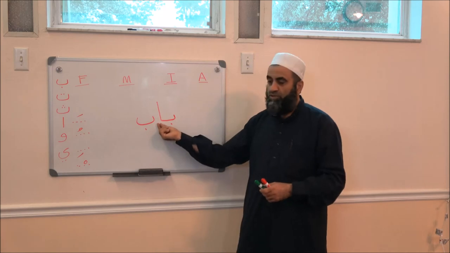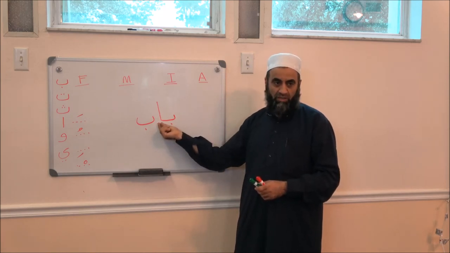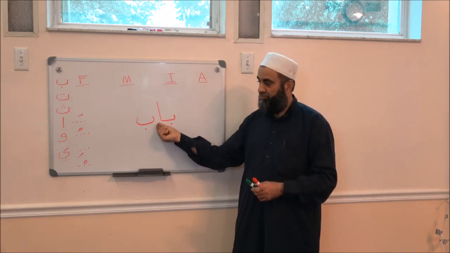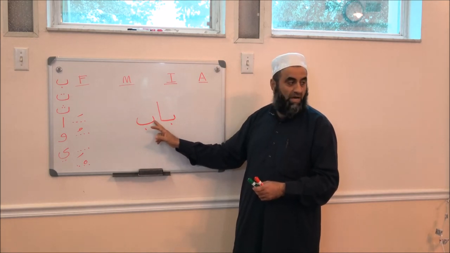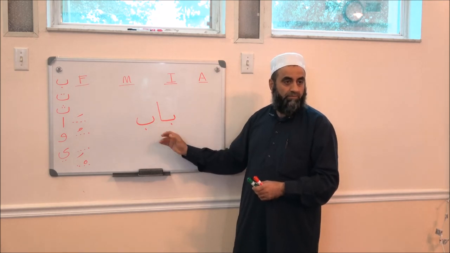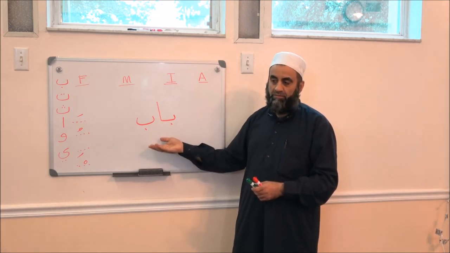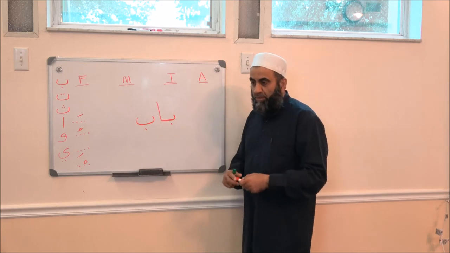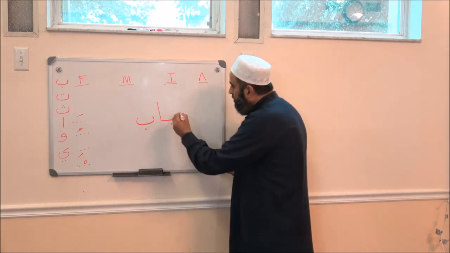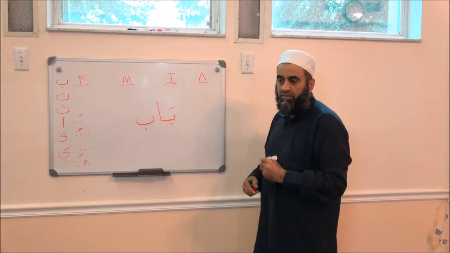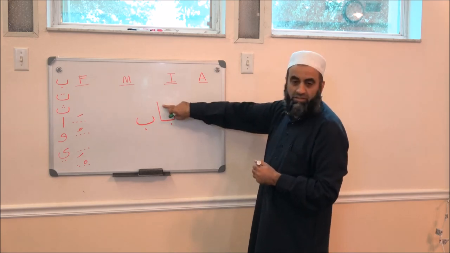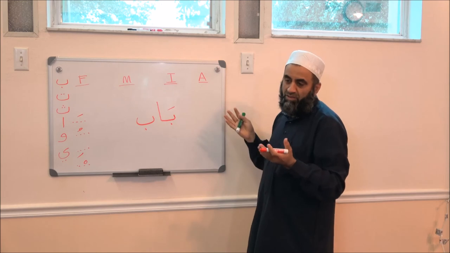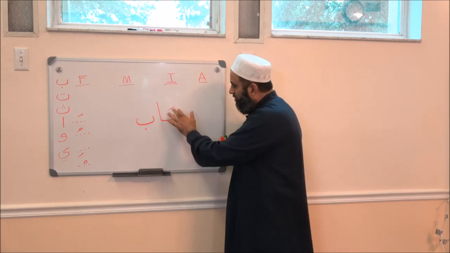Notice that the A in its middle position, we said it's what? A non-connecting from the left. That's why I had to re-initiate and write the Ba in its standalone form. Bab. Okay? Some people ask me at this stage, why didn't you put the A here? I tell them, when the daughter meets the mother, khalas, the mother is there. So you don't have to do anything, okay?